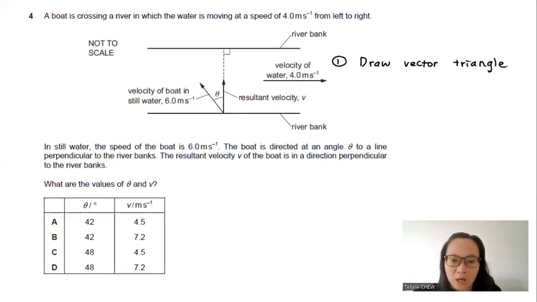Question number 4. A boat is crossing a river in which the water is moving at a speed of 4 meters per second from left to right. In still water, the speed of the boat is 6 meters per second. The boat is directed at an angle theta to a line perpendicular to the river banks. The resultant velocity v of the boat is in a direction perpendicular to the river banks. What are the values of theta and v? Now, when you have three vectors, the easiest way to solve this question is by drawing a vector triangle. So I would draw my vector triangle.